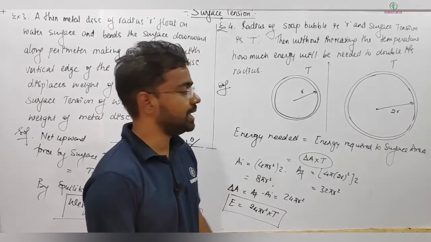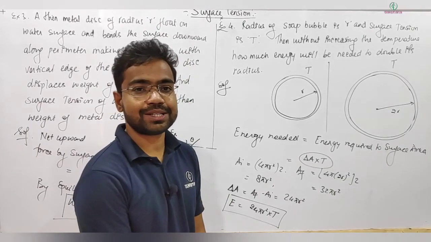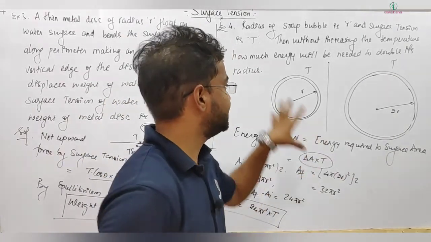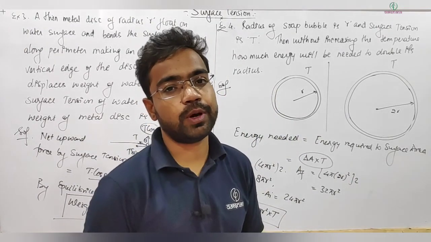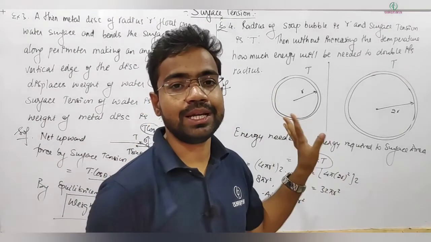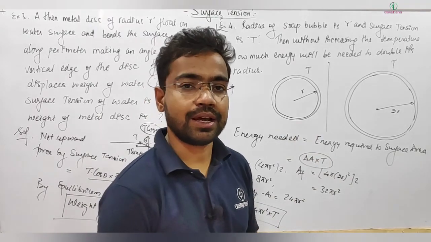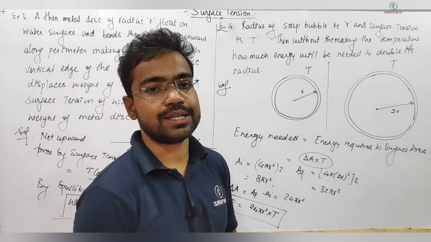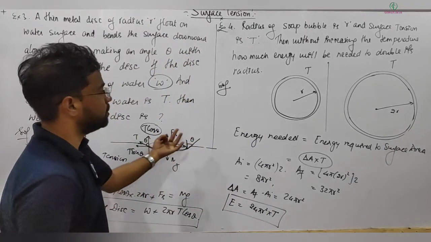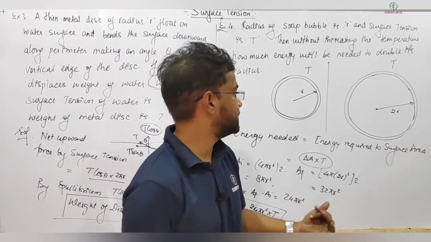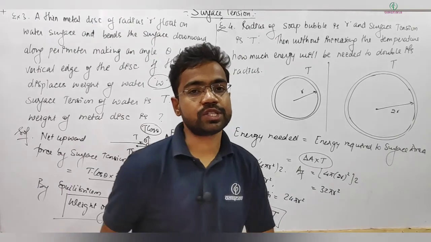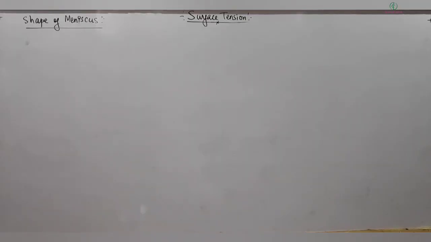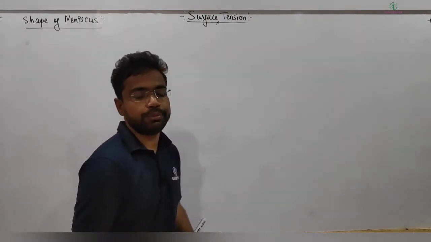So you can see here things are not complex actually. If you have understood the concept properly, then things are easy and straightforward. You just need to apply them properly and do the calculation also without making any mistake. You will get a straightforward answer. So these are all about basically surface tension, surface energy. Let's continue with the next topic, that is shape of meniscus. Okay, so next is shape of meniscus.